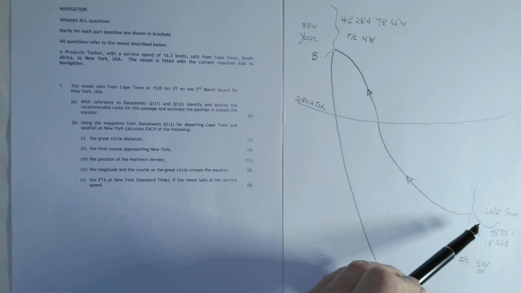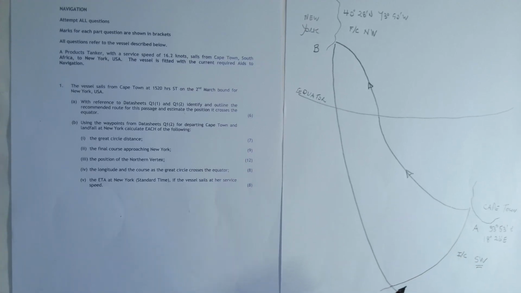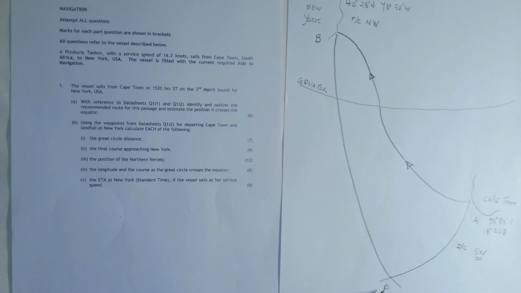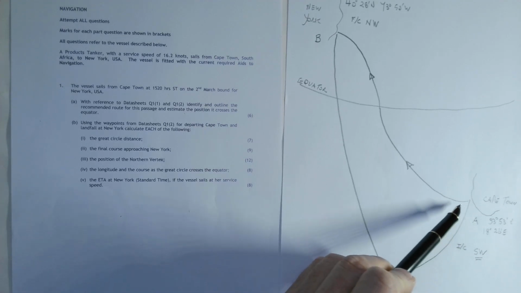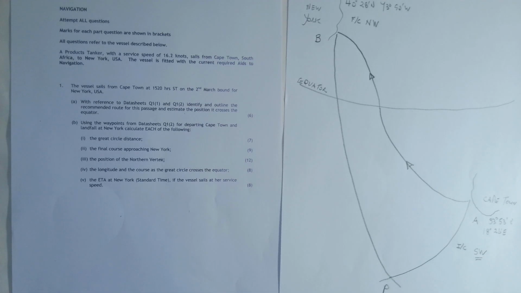Look at a great circle question where we're going between hemispheres. So we're going from Cape Town to New York. I've done this quick sketch here. Here P for the southern pole. We're going from Cape Town all the way to New York.